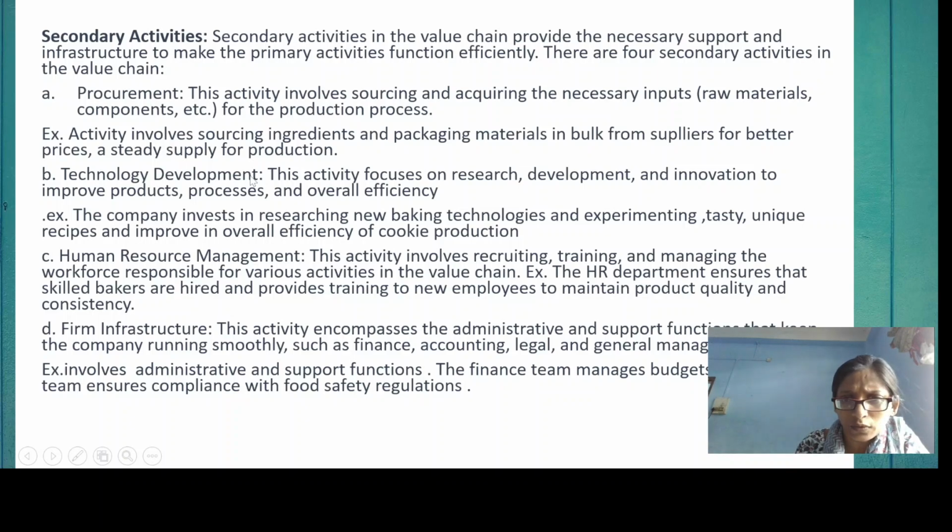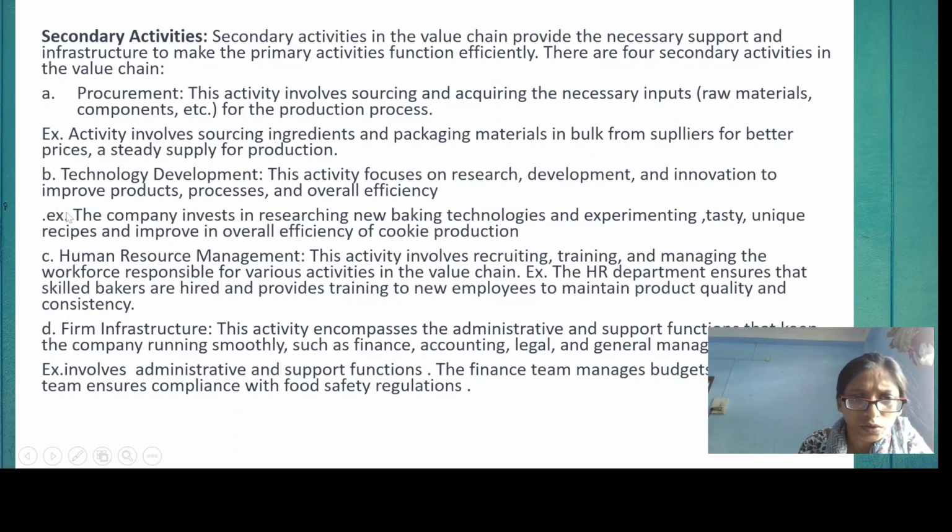Technology development, of course, is a very important aspect, because one needs to be updated with the technologies to reduce costs, or maybe to make the whole manual process automatic, which may save lots of cost, time, and manpower cost.